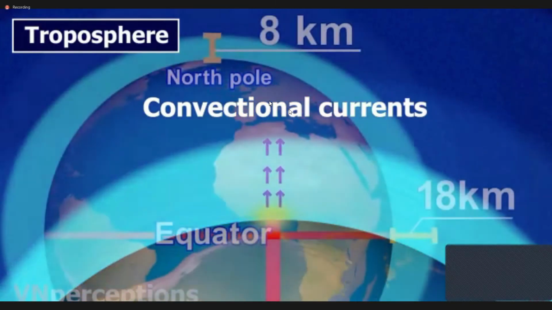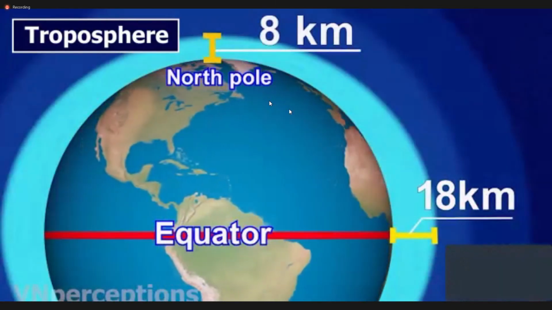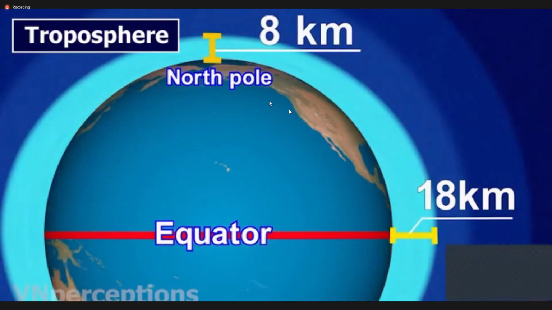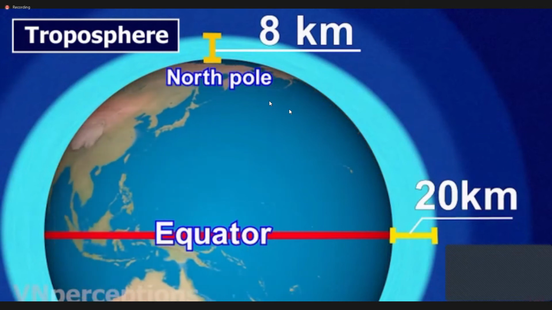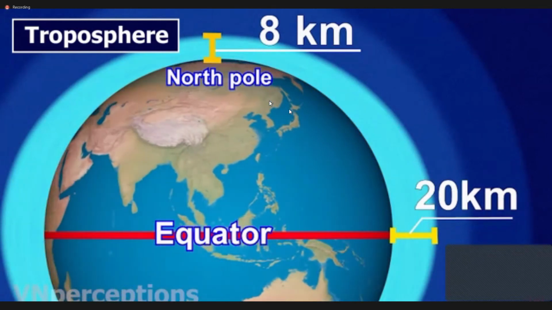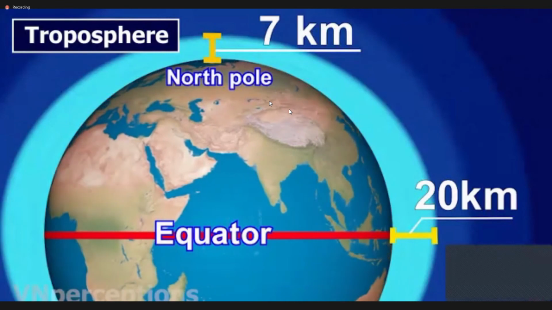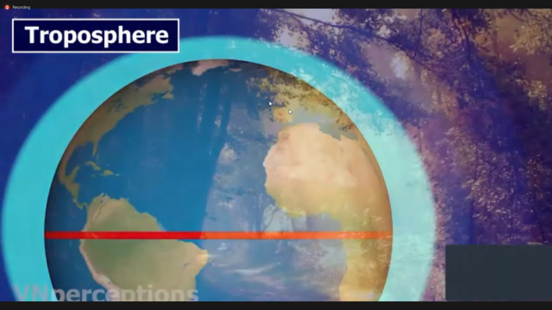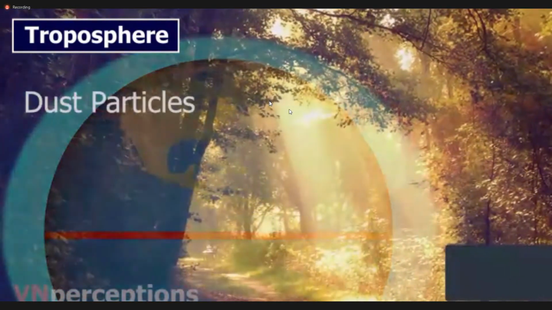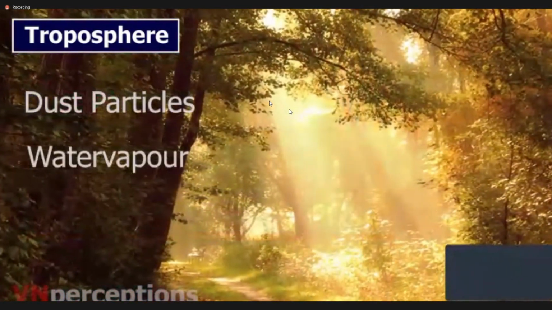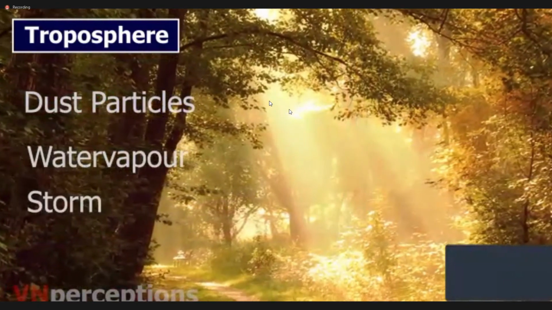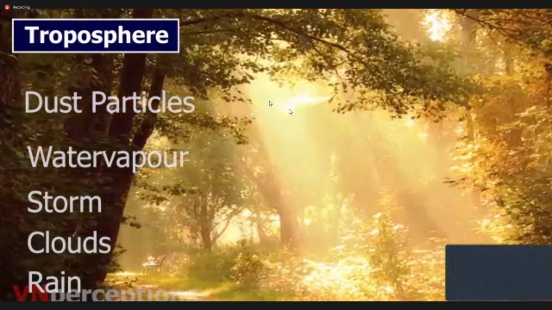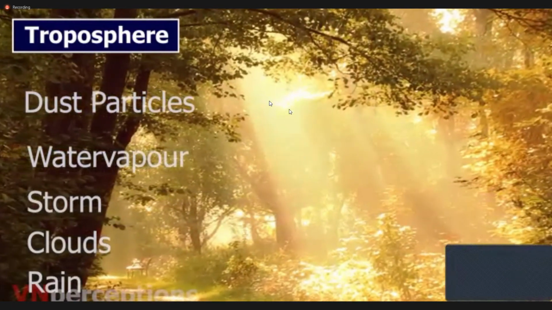The height also varies by season. It is lower in winter and higher in summer. It can be as high as 20 kilometers near the equator and as low as 7 kilometers over the pole in winters. Now, this layer contains dust particles, water vapor, storm, clouds, and rain. All changes in climate and weather take place in this layer.